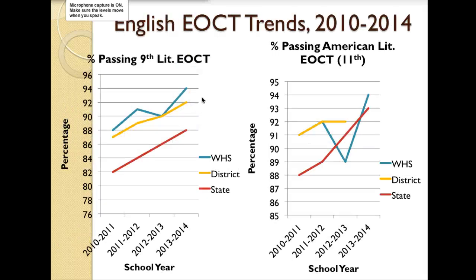So what we'll be doing next is looking at each subject area, comparing that subject area to district and state averages. We'll look at our does not meet, meet, and exceed ratios, and then we'll try to identify any achievement gaps in those particular subject areas. We're going to start with English here, and you can see that our 9th grade lit EOCT is trending upward. We've been consistently above district and state averages.